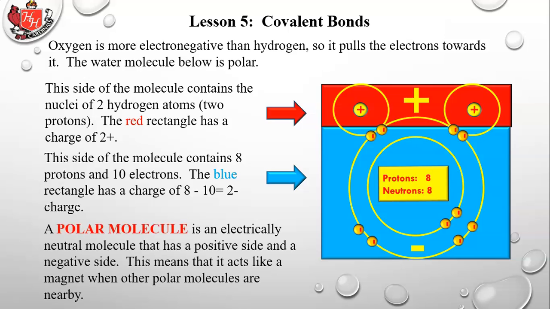A polar molecule is an electrically neutral molecule. It doesn't have to be, but in this case it is an electrically neutral molecule that has a positive side and a negative side. This means that it acts like a magnet when other polar molecules are nearby, so it will stick to other polar molecules.